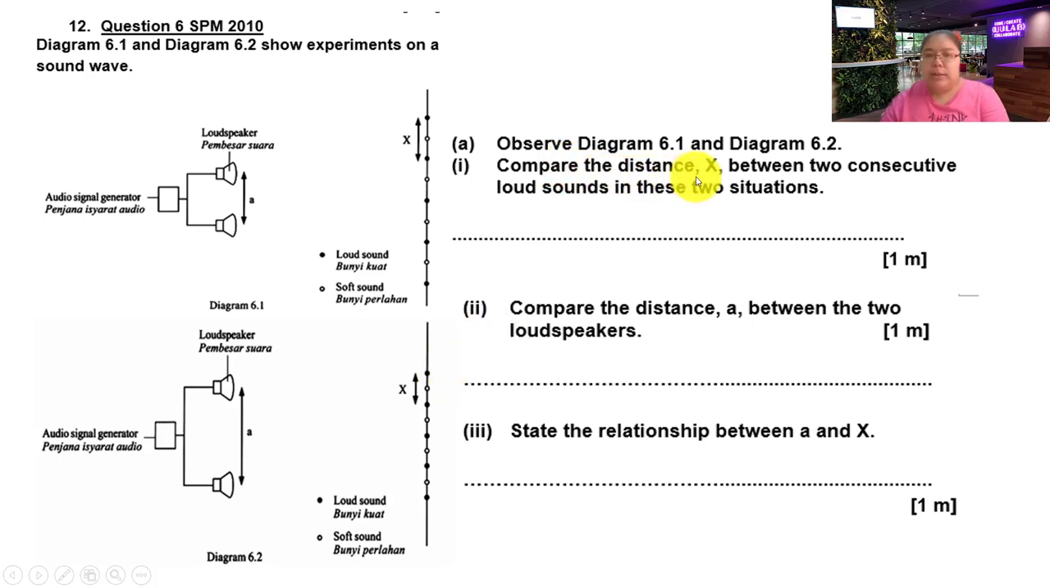Okay, first one, the distance x between the two consecutive louder sounds in these two situations. I know 6.1 is greater, 6.1 more than 6.2. Compare the distance between the two loudspeakers. 6.2 is further, so 6.2 is more than 6.1. The relationship between a and x is inversely proportional.